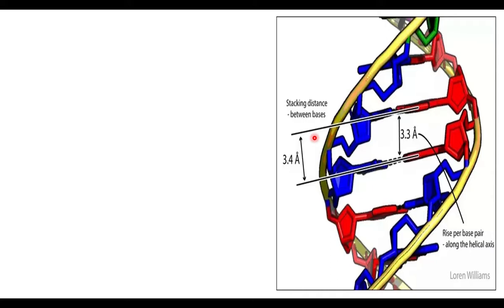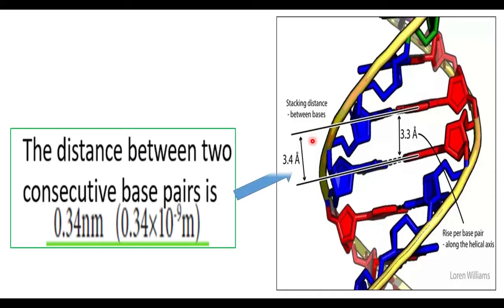The distance between two nucleotides, that is the internucleotide distance, is 3.4 angstrom, 0.34 nanometer, or 0.34 into 10 power minus 9 meter. So we know the distance between two nucleotides. If we know the total number of nucleotides, we can easily calculate the total length of DNA.